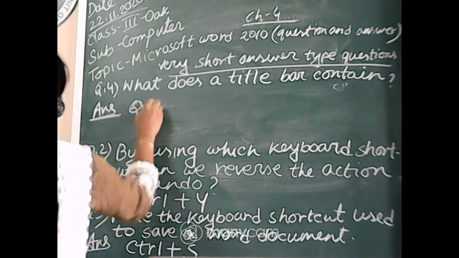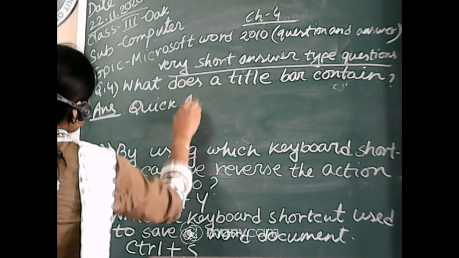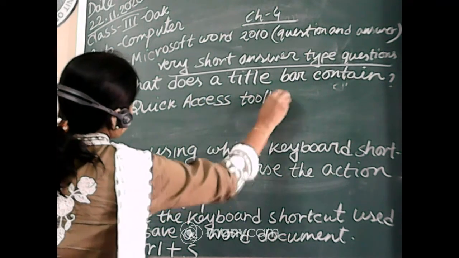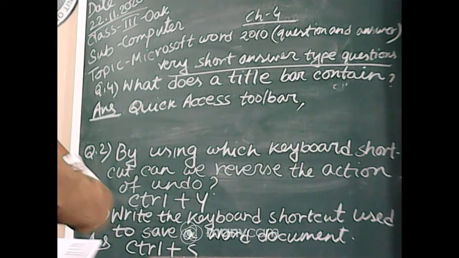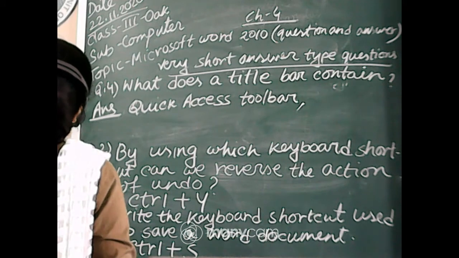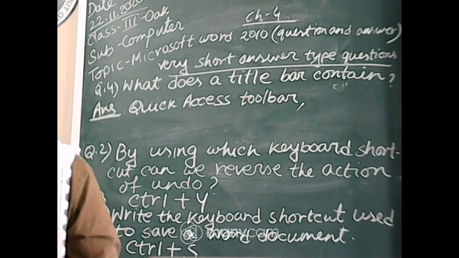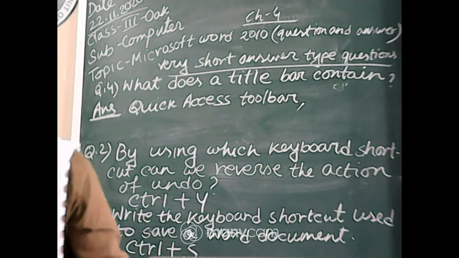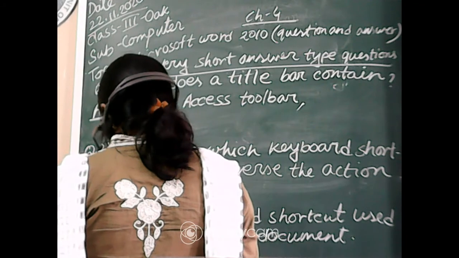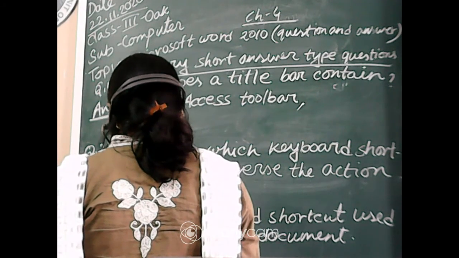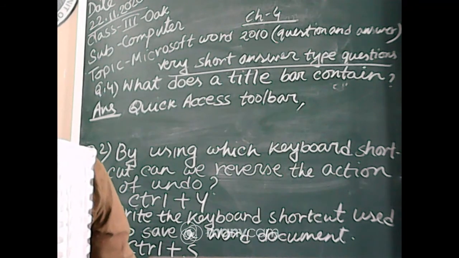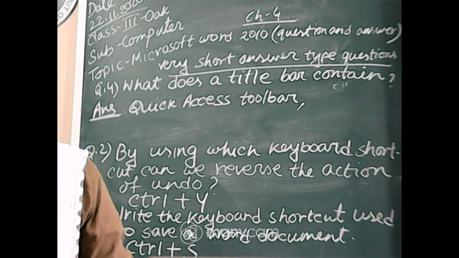Quick access toolbar. In the title bar we can see the quick access toolbar, and another one is the minimize, maximize and close button. It is on the right side. That is called window control button. Obviously in the middle there is a title. We can write the title, no need to write this one.